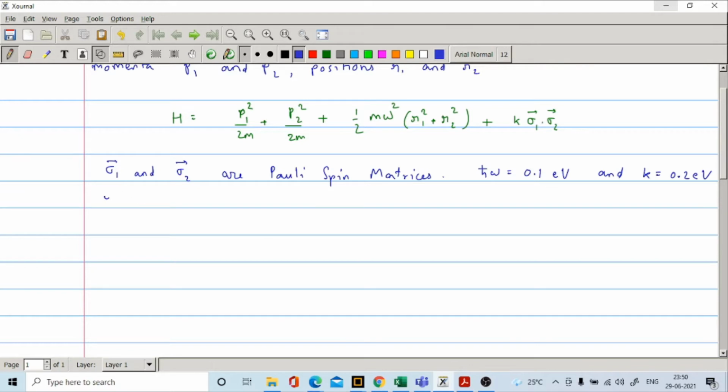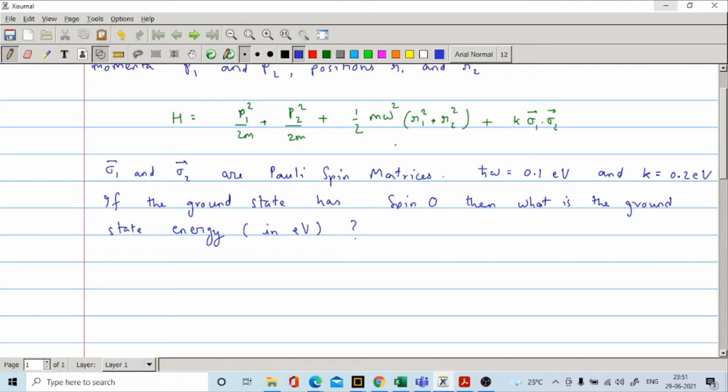Now, if it is given that the ground state has total spin 0, then what is the ground state energy? And you have to express the answer in electron volts. Now, how do we approach this question?